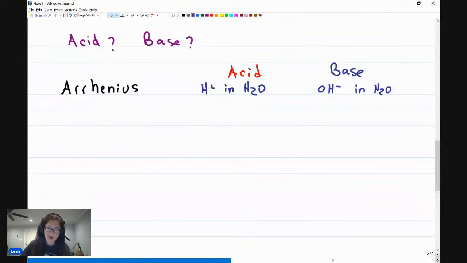Welcome to tonight's session on acids and bases. This is for organic chemistry students looking to get a foundation in this topic. So let's jump right in. What is an acid and what is a base?